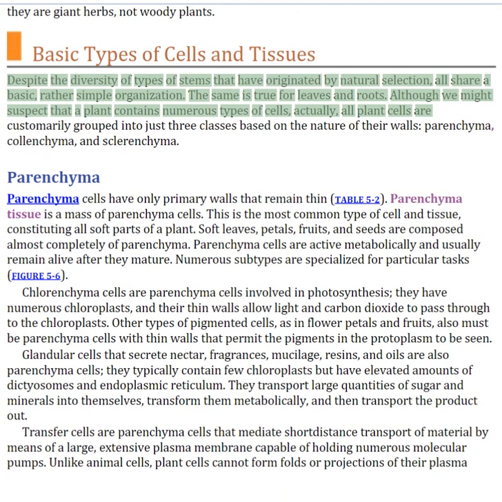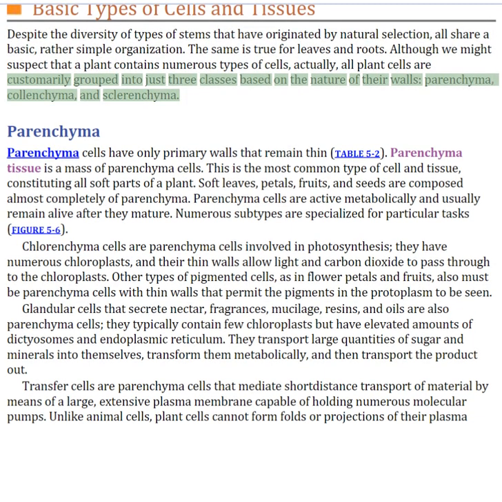Despite the diversity of types of stems that have originated by natural selection, all share a basic, rather simple organization. The same is true for leaves and roots. Although we might suspect that a plant contains numerous types of cells, actually, all plant cells are customarily grouped into just 3 classes based on the nature of their walls: parenchyma, collenchyma, and sclerenchyma.